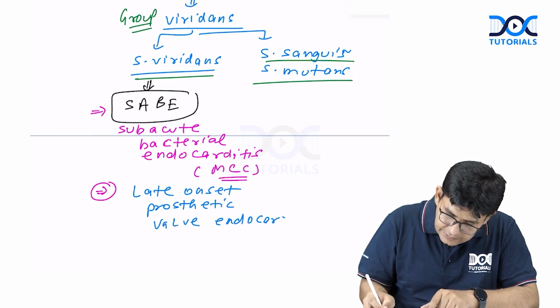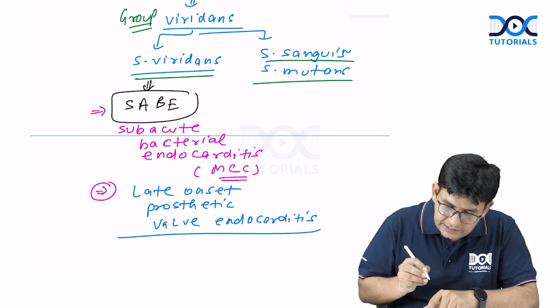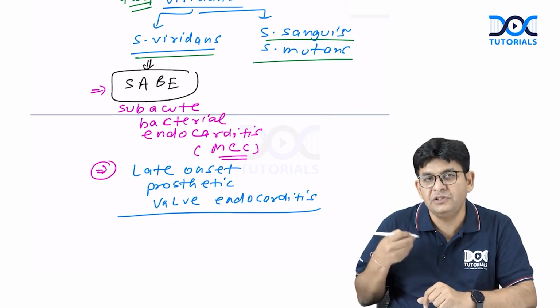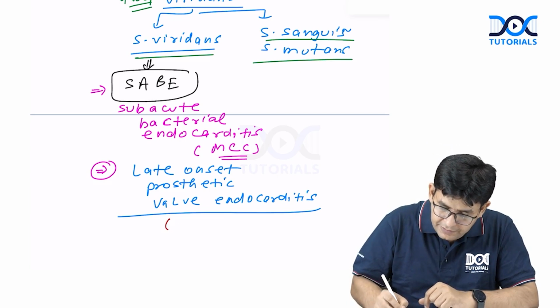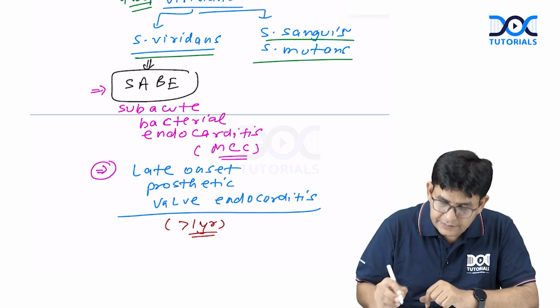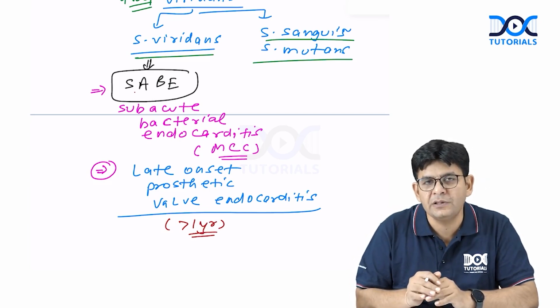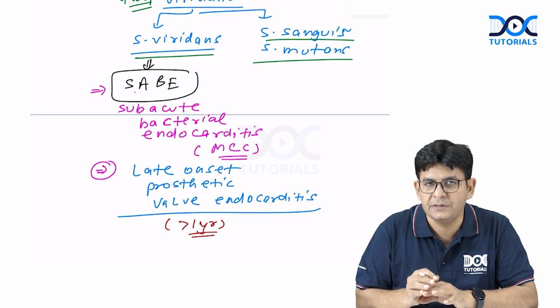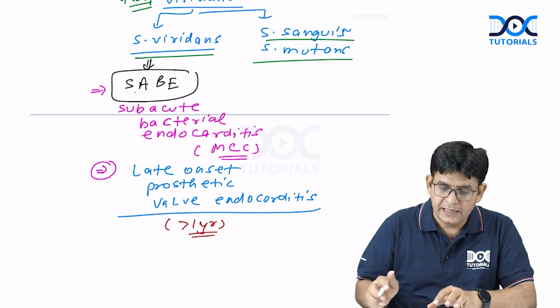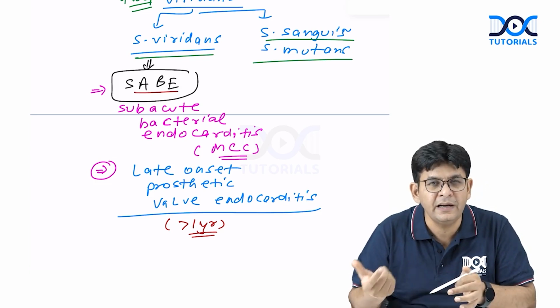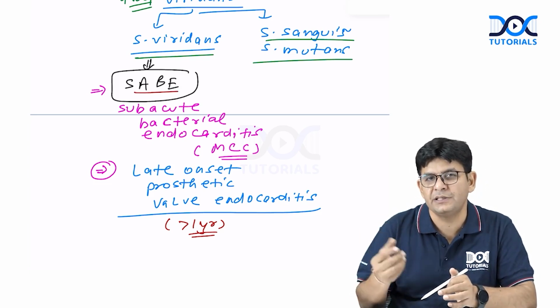Means the cardiac surgeon has changed somebody's valves and put in prosthetic valves, and they also got damaged after 1 year of replacement. That is termed as what? Late onset prosthetic valve endocarditis. So can you tell me the early onset was done by? That is done by Staph epidermidis. That is less than 1 year. And what about ABE, acute bacterial endocarditis? That is done by Staph aureus.